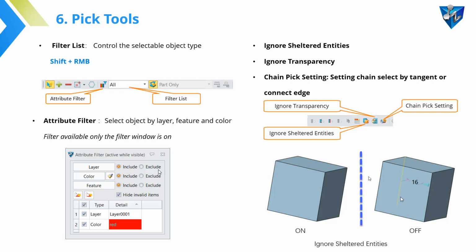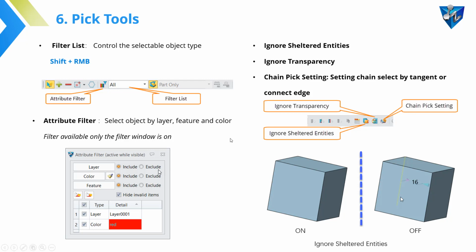There are two ways to use the filter list. The first way is to find it on the top left of the user interface, and another way is to press Shift on the keyboard and right-click the mouse. We also have the attribute filter. This is used to select the object by layer, feature, and color. But remember, the filter is only available when the filter window is on. So you can see from the bottom left, this is the attribute filter window.